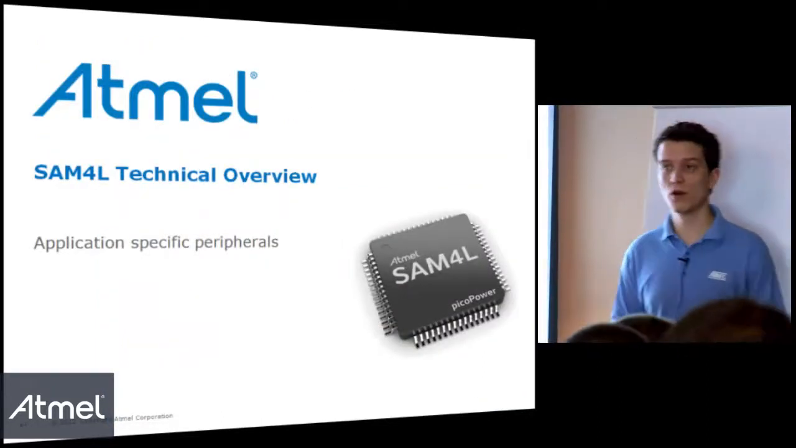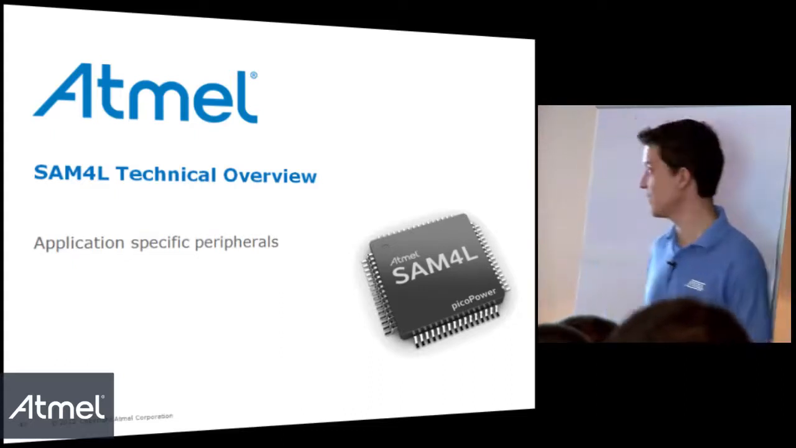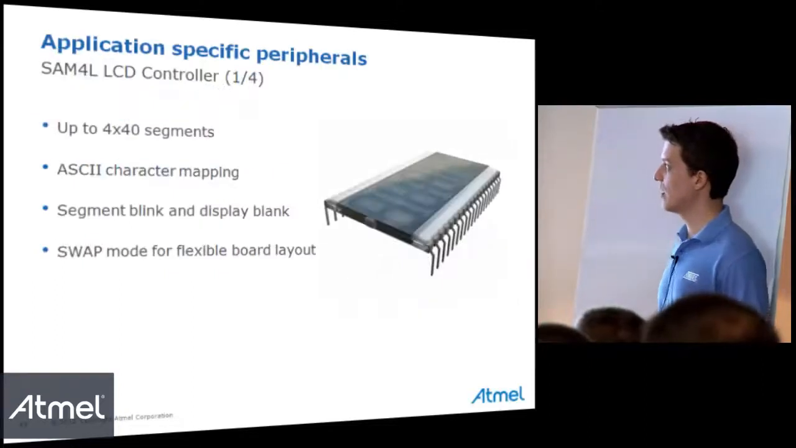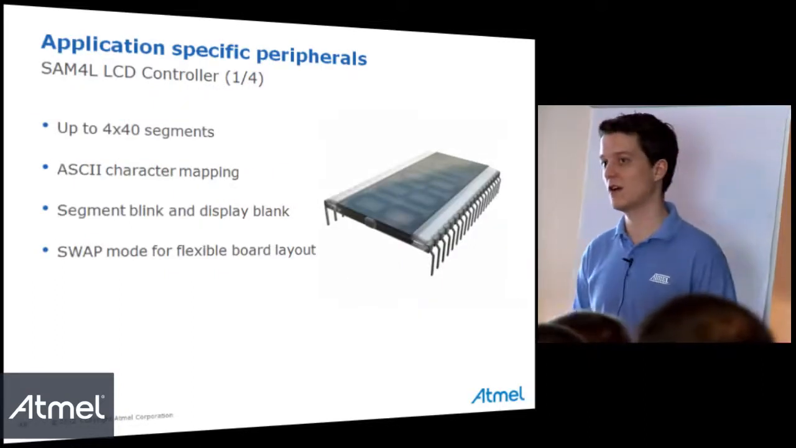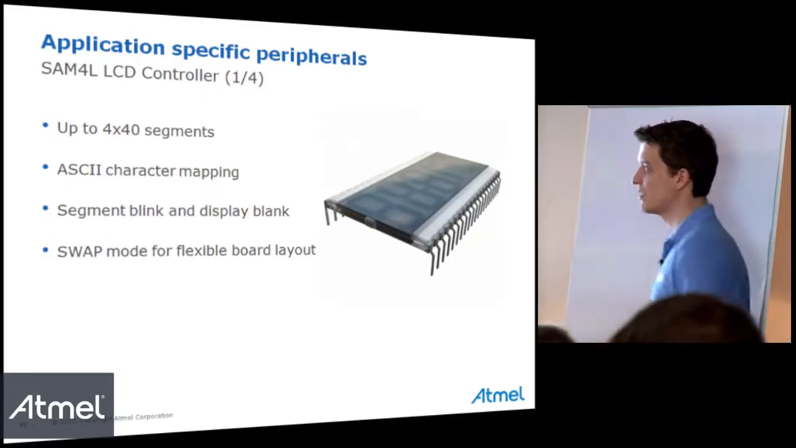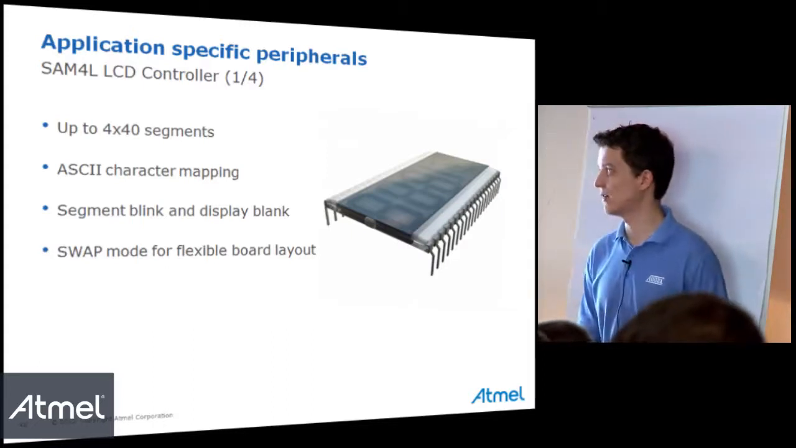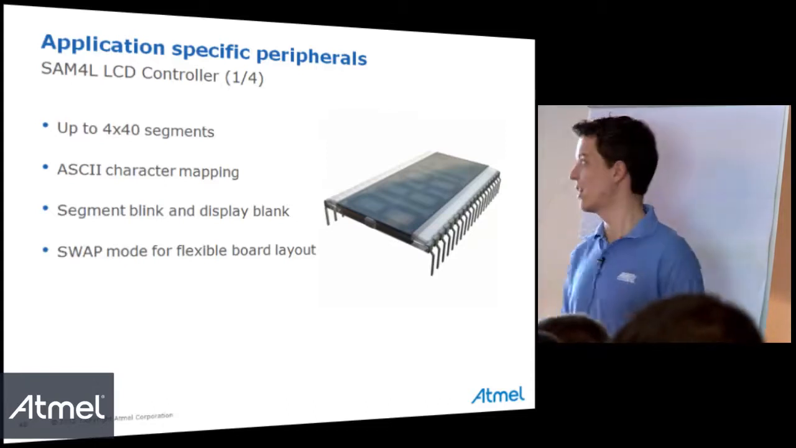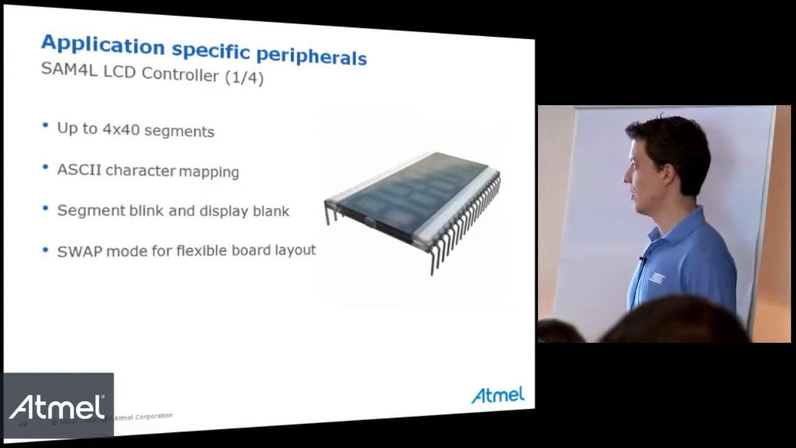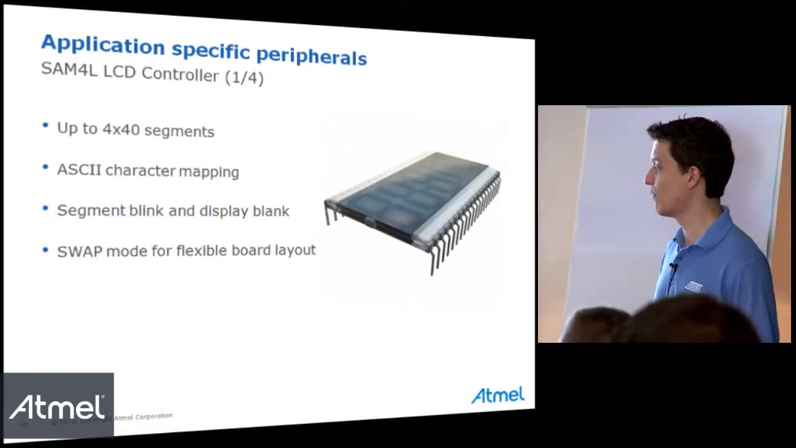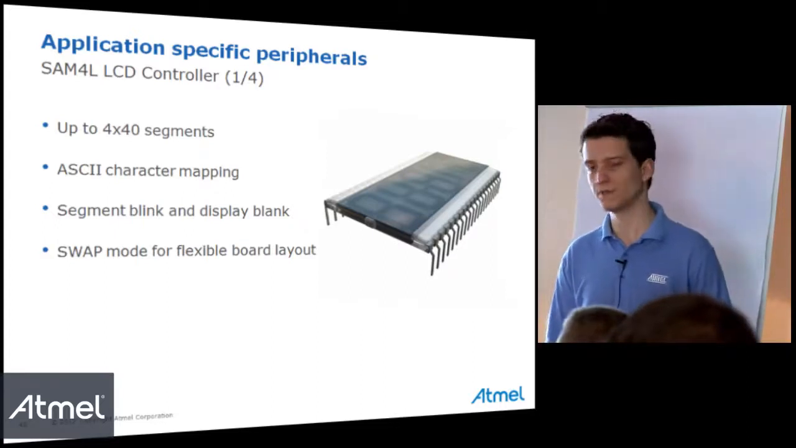So that's it for all the low power techniques and all the design optimization. Let's talk about application specific peripheral. I will try to be quick. First peripheral is the LCD controller. The LCD controller allows to manage 4 per 40 segments. It also has a specific feature called ASCII character mapping, a segment blink and display blank, and a swap mode that allows to swap pins for flexible layout conception.